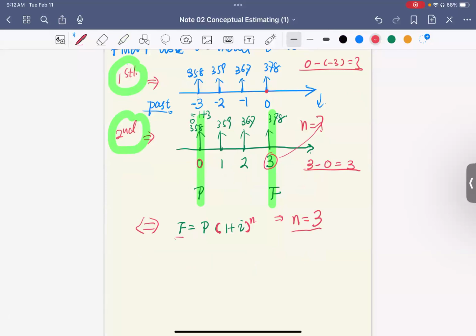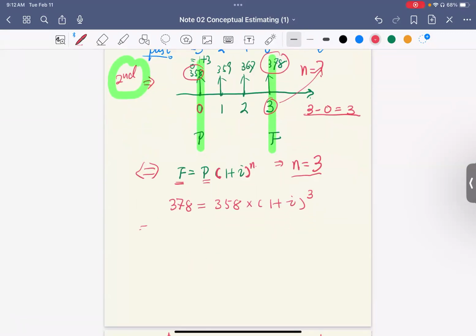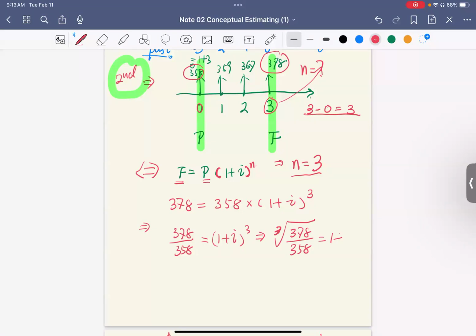Let's see, the F here comes from this one, P comes from this one, so we will have 378 is equal to 358 times (1 plus i) to the power of 3. Does that make sense? I'm just putting the numbers in. Then 378 divided by 358 is equal to (1 plus i) three times. Then we take the cubic root, and we get i is equal to the cubic root of 378 over 358, minus 1.